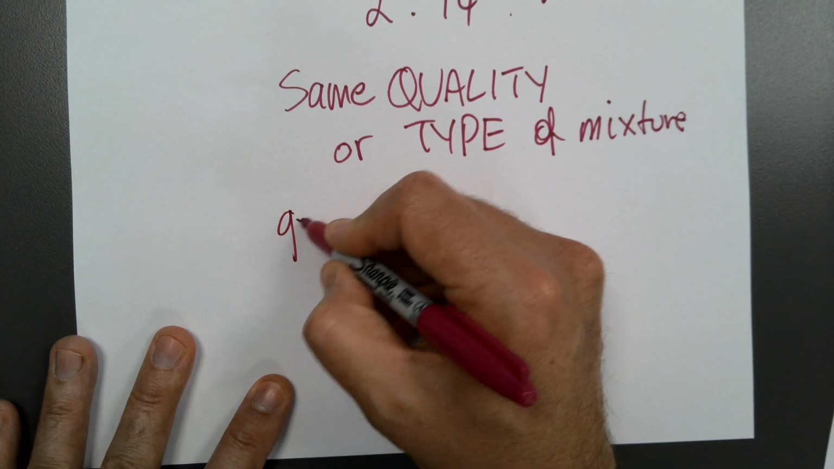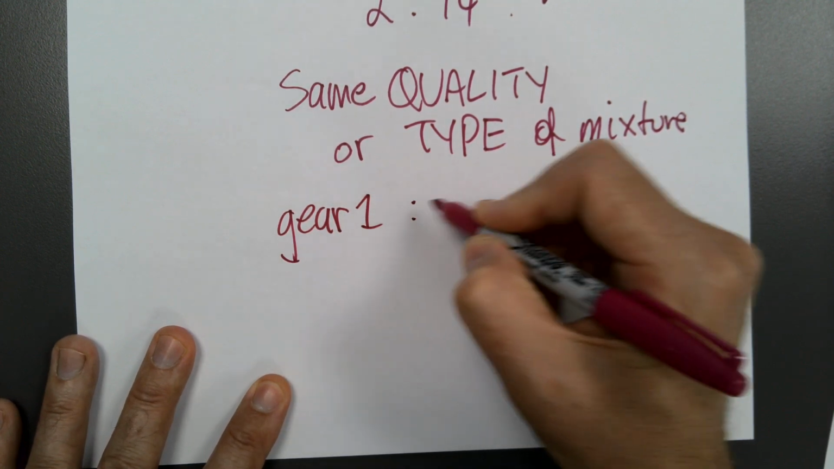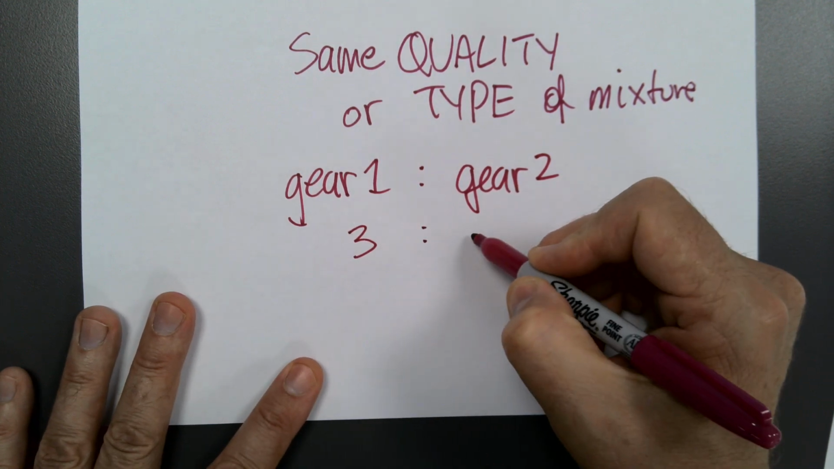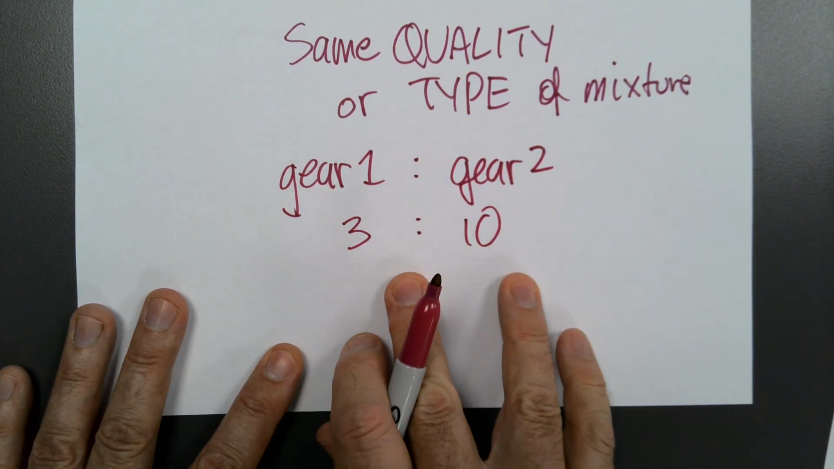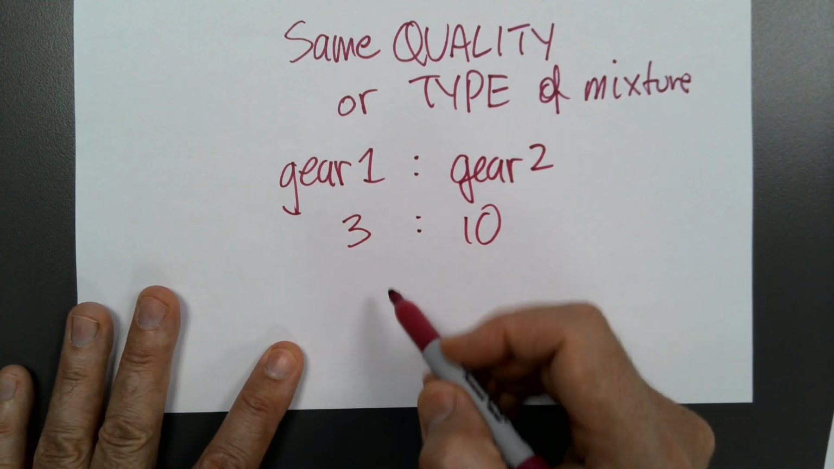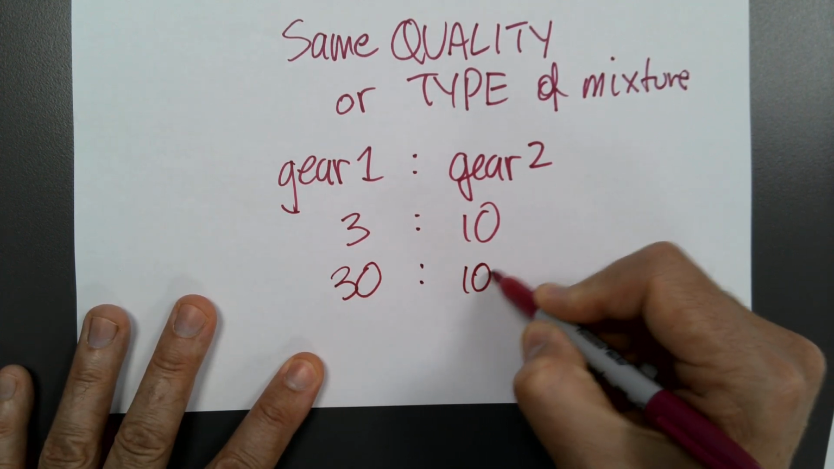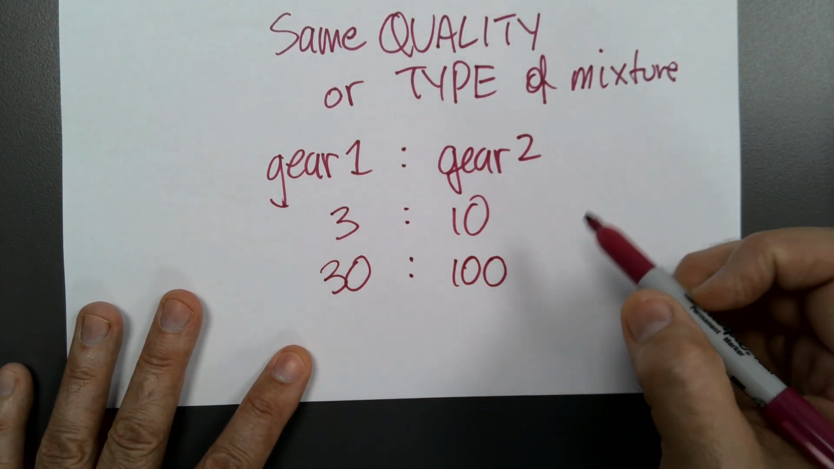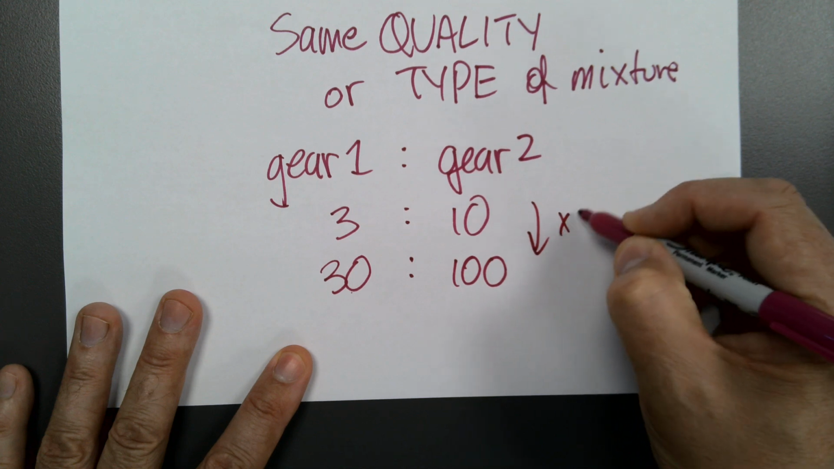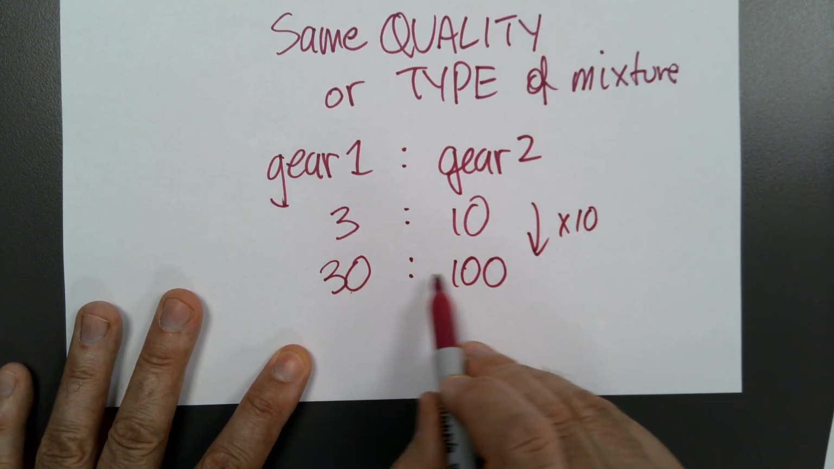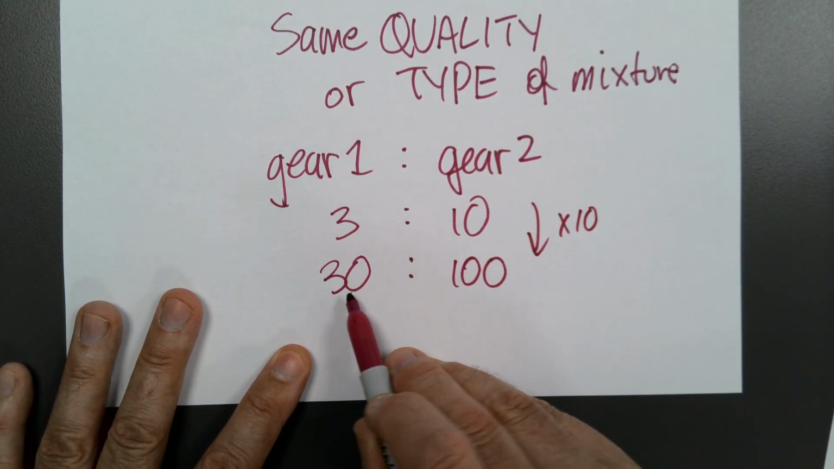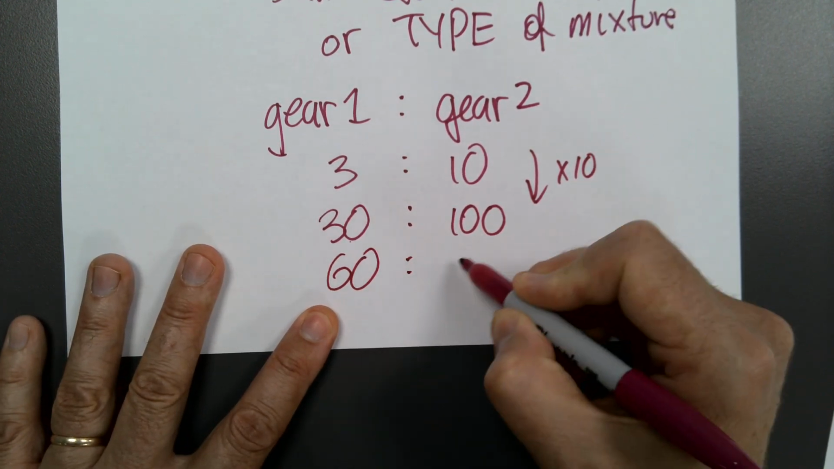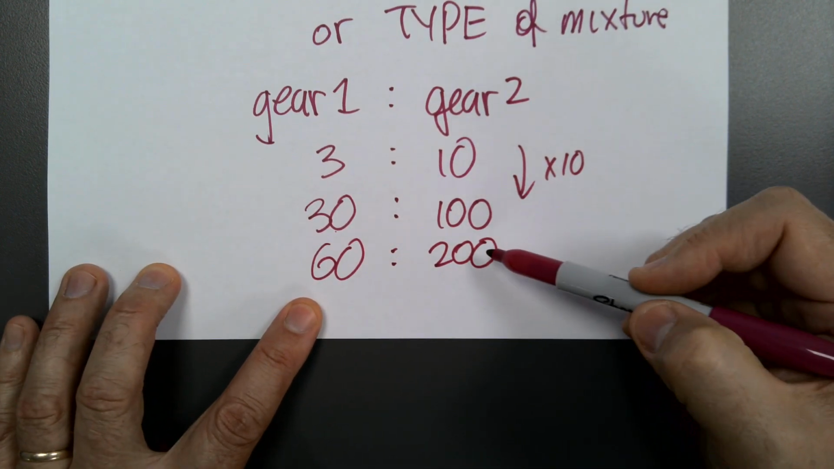If I had a gearing ratio, let's say gear 1 is to gear 2, and it was 3:10, that's my gearing ratio, and so step up gears. So if I had 30:100, I'd have the same. Having three teeth on a gear is not really possible, but 30:100, multiplying by 10, would work. You can imagine a gear with 30 teeth and a gear with 100 teeth. It's the same ratio. Similarly, 60:200 would do the same thing.